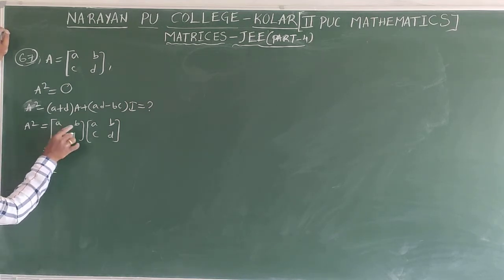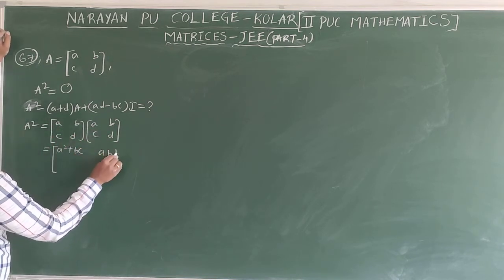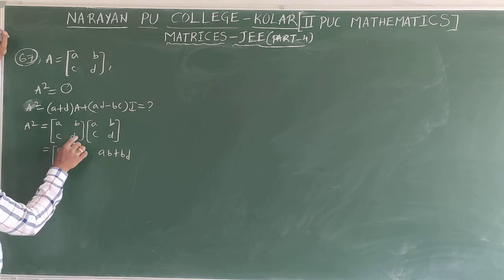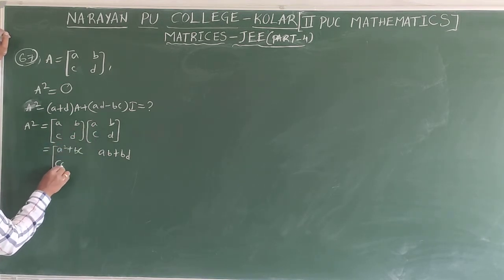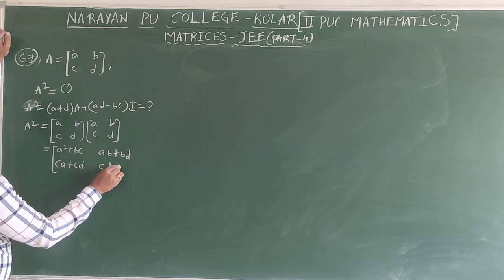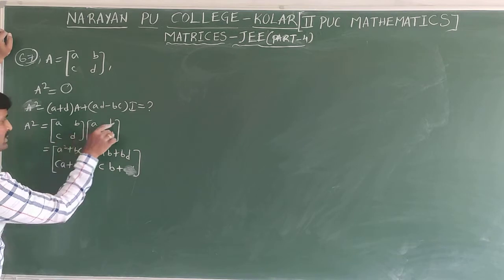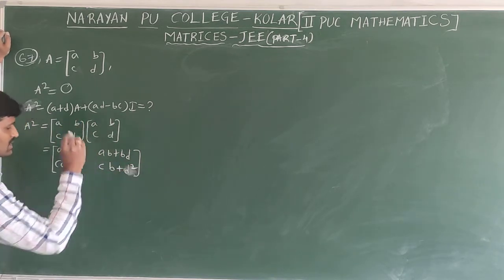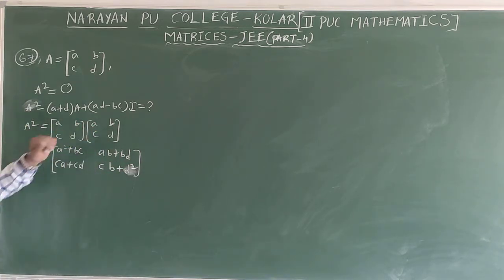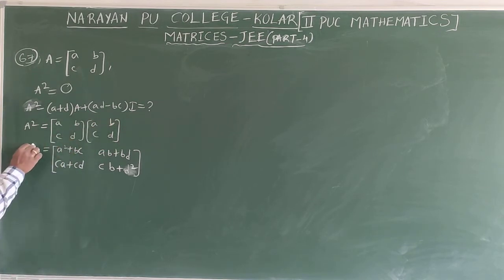Multiply, what will you get? A into A plus BC, AB plus BD. Second row with first column: CA plus CD, CB plus CD. Sorry, CB. D into D is D square. Second row with second column: C into B, CB plus D square. Now this is the A square value we got.